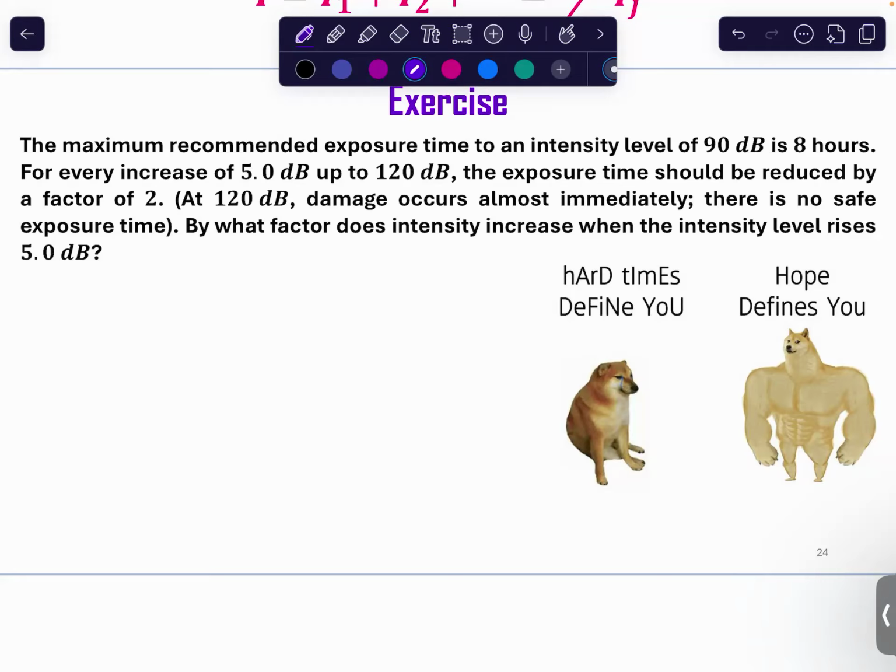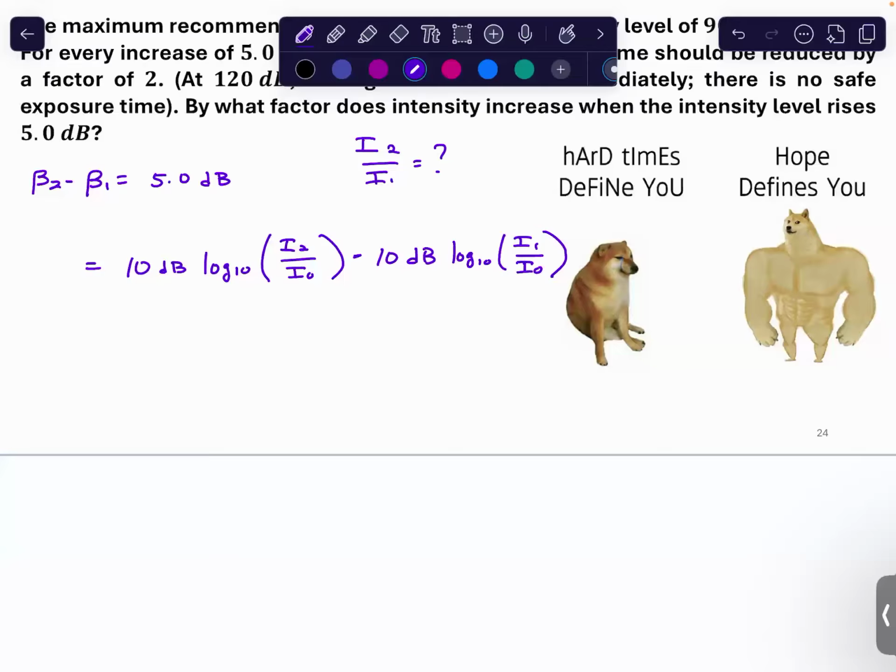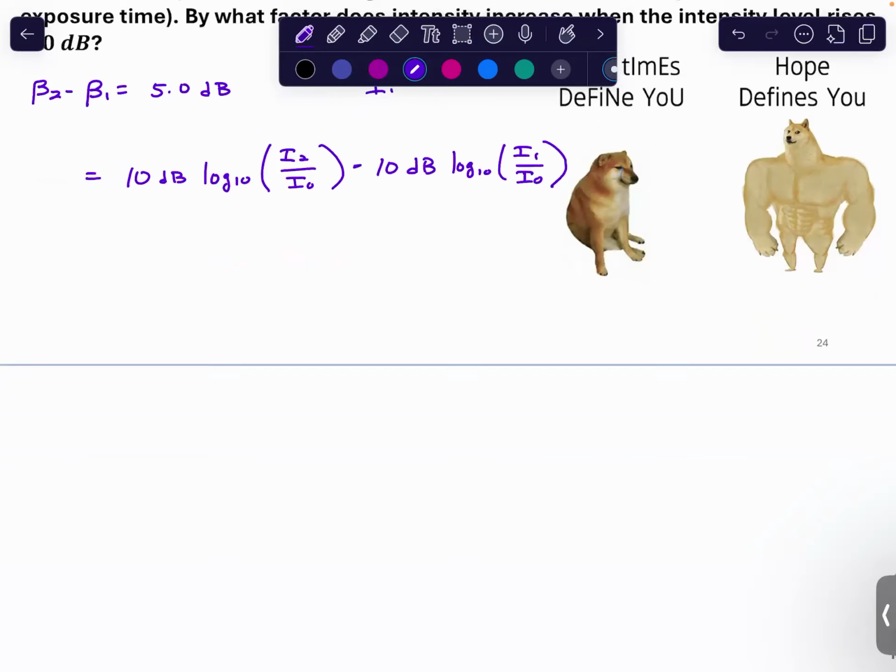Okay, well, we don't exactly know what the original intensity was, but what we do know is that beta 2 minus beta 1 equals 10 log of I2 over I1, since we don't know I2 or I1. But again, we're trying to find that ratio. Okay, so let's go ahead and bring the 10 over.